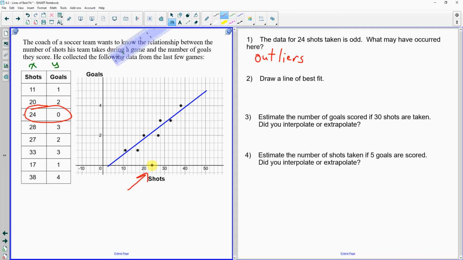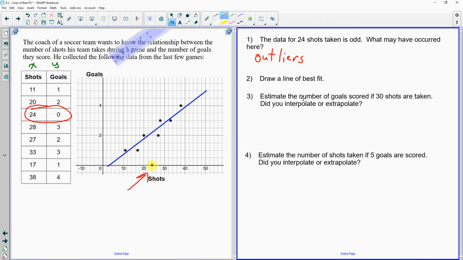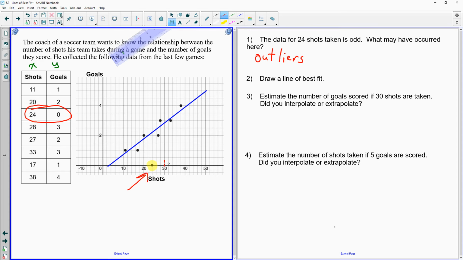Number 2, we've already done, drawing the line of best fit. Let's look at number 3. So for number 3, they're asking us to estimate how many goals I would expect to score if I took 30 shots. In this case, all I need to do is find 30 shots on my x-axis, and then draw a line up and see where that is on my line. I'm not looking for a data point, because you can see there is no data point where I took 30 shots. So now let's follow this over, and it's about to here.